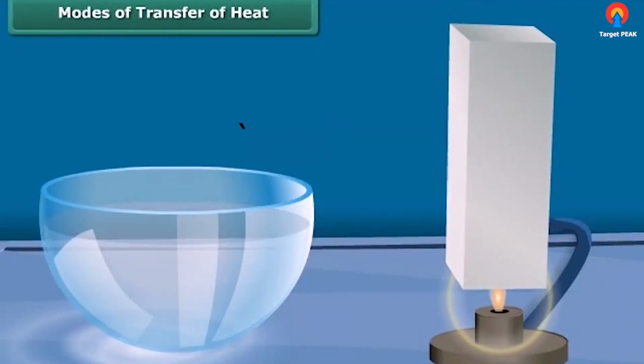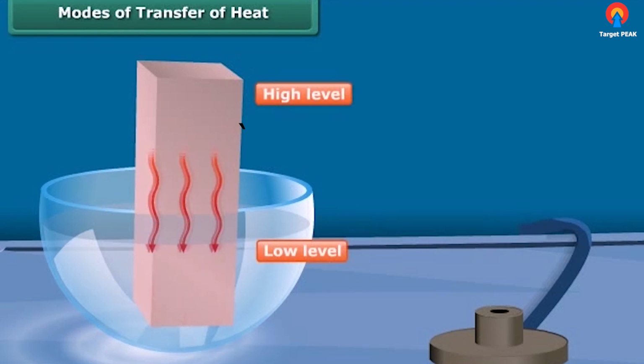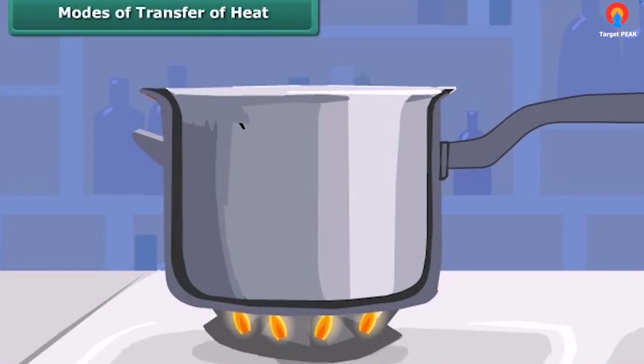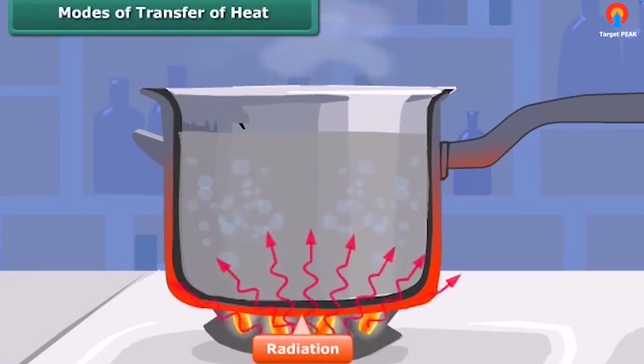Flow of heat takes place in a particular direction, that is, from bodies at higher temperature to bodies at lower temperature, as water flows from a higher to a lower level. There are three modes of transfer of heat from one place to the other. These are conduction, convection, and radiation.